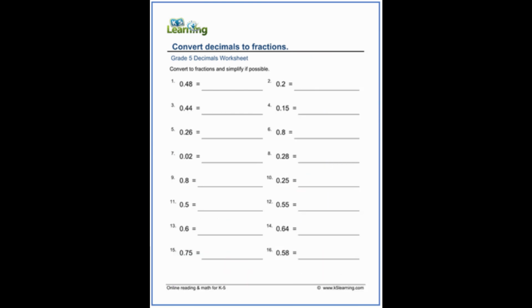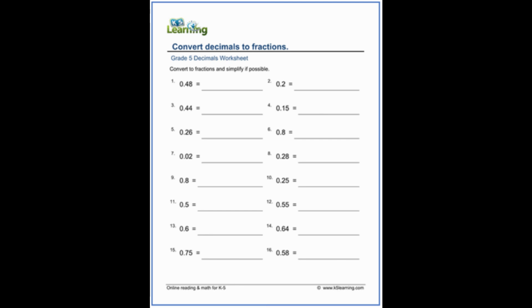This is your second assignment. There are a bunch of decimal values on this page. You are being asked to convert these to fractions. It says to simplify if possible, but I'm not going to ask you to do that. Simply write the fraction. For example, number 1 says 0.48.